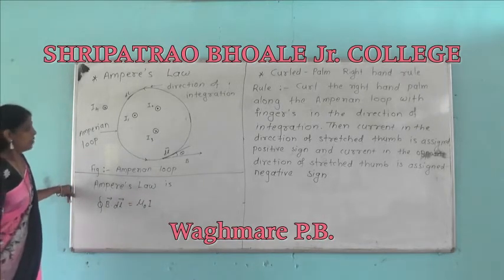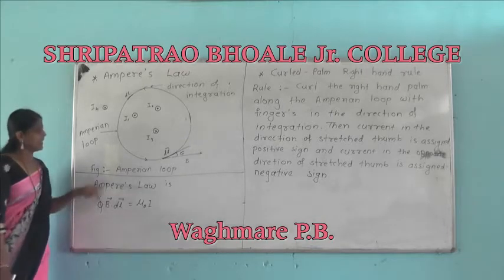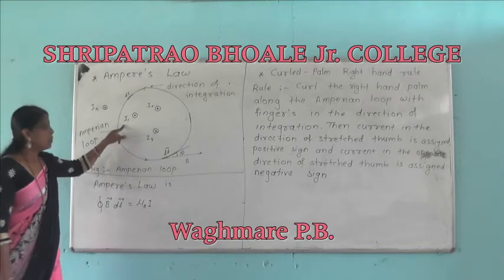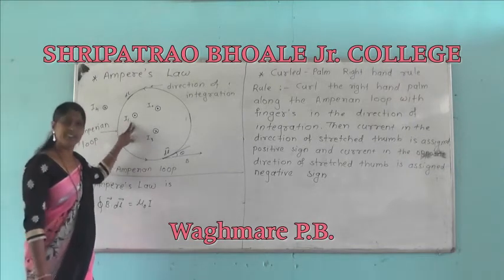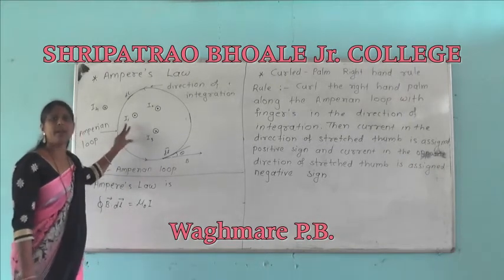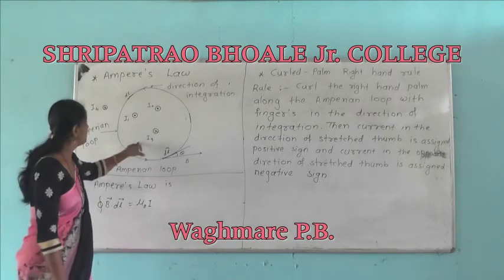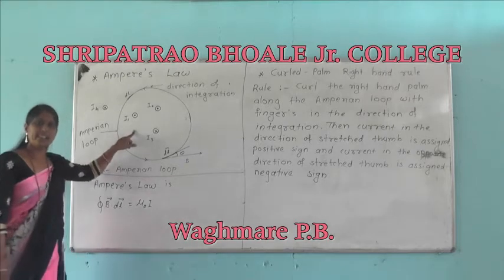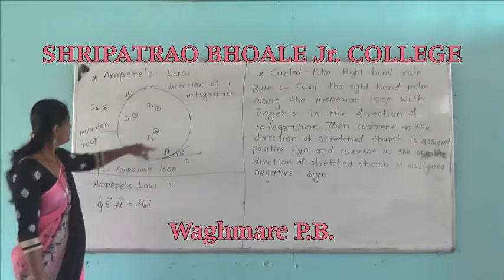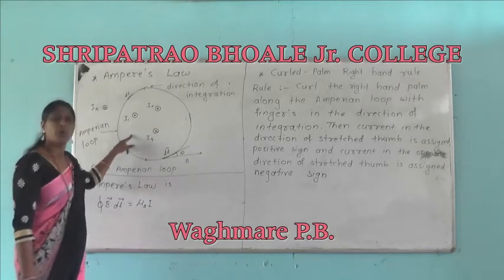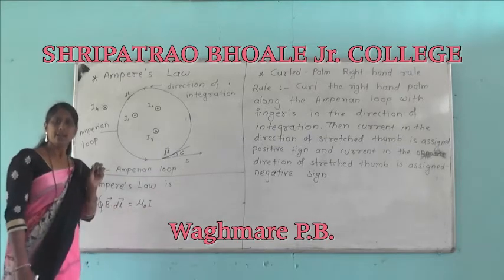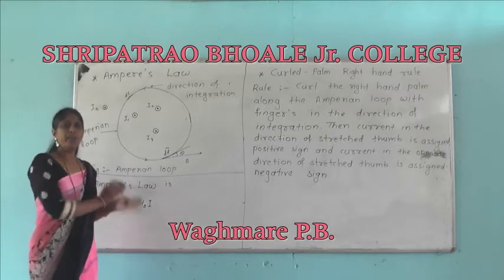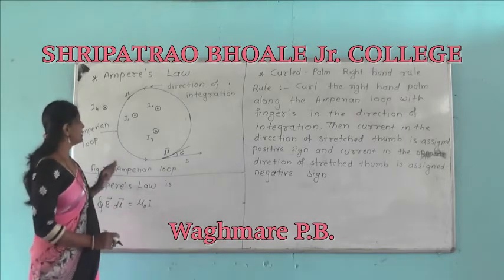Now, we can say that in this loop, some of the current is coming out of the plane of paper and some of the current is going into the plane of paper. Therefore, to find the net current enclosed by this loop, we must take a sign for this current. But how can we take the sign for this current?